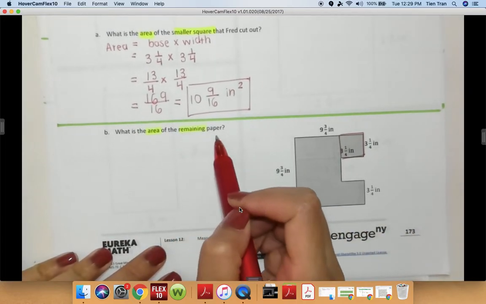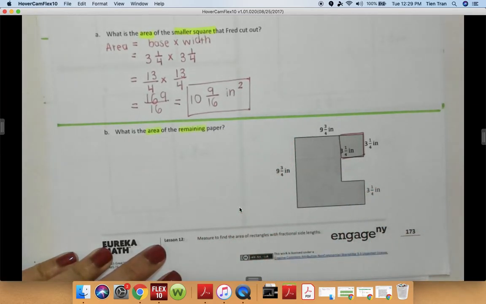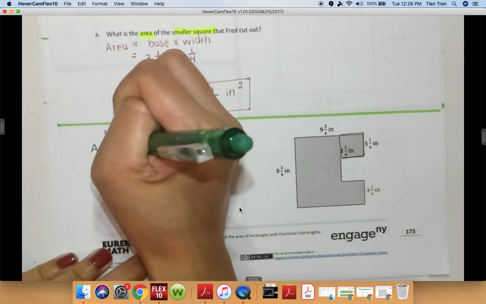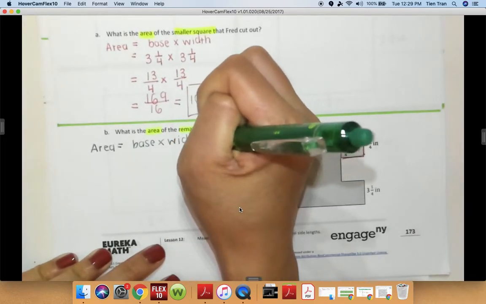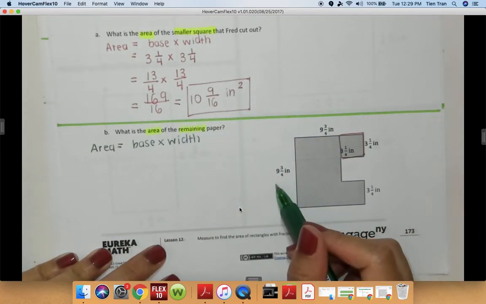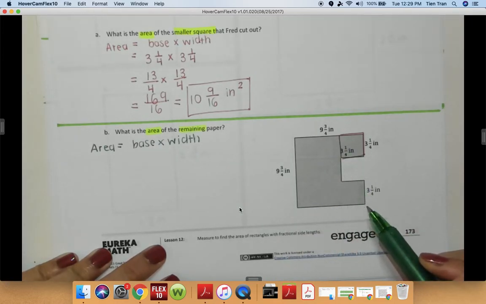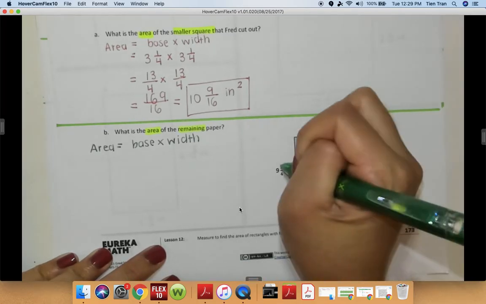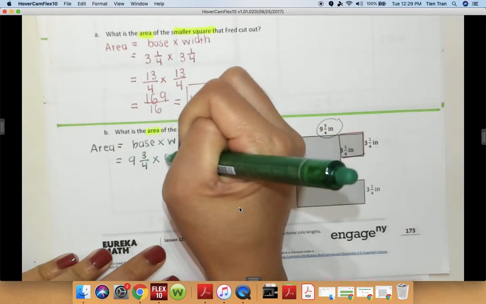What is the area of the remaining paper? So now I need to figure out all of the rest. How do I get all of the rest? Well, I'm going to multiply. So I'm going to write area is equal to base times width, or you can think of it as length times width, up to you. And now I'm going to multiply 9 3/4 times 9 3/4 to find the rest, and then I'm going to find out the remaining paper that I'm going to add. So I'm multiplying these two units first. 9 3/4 times 9 3/4.